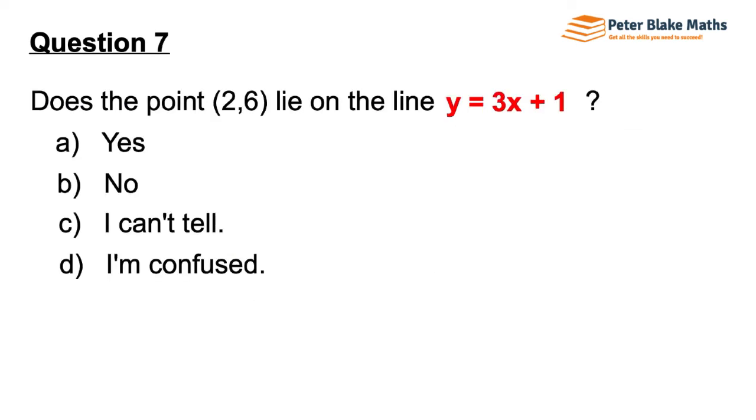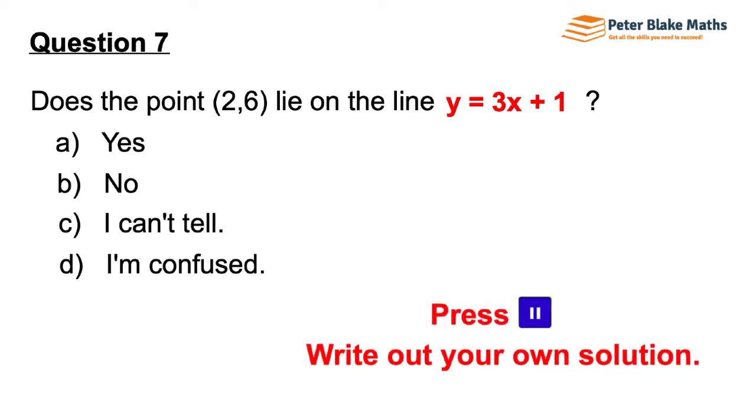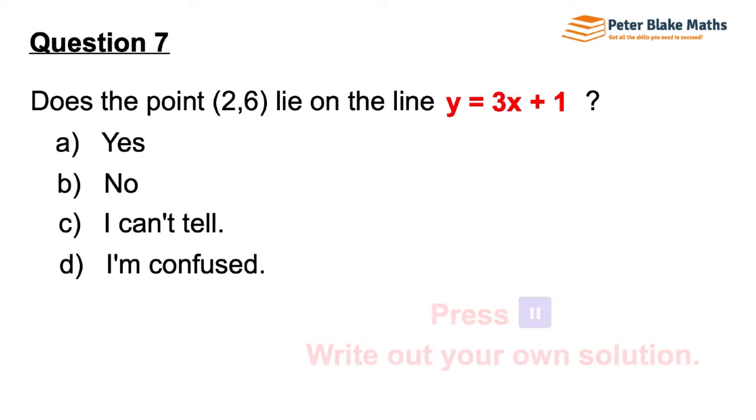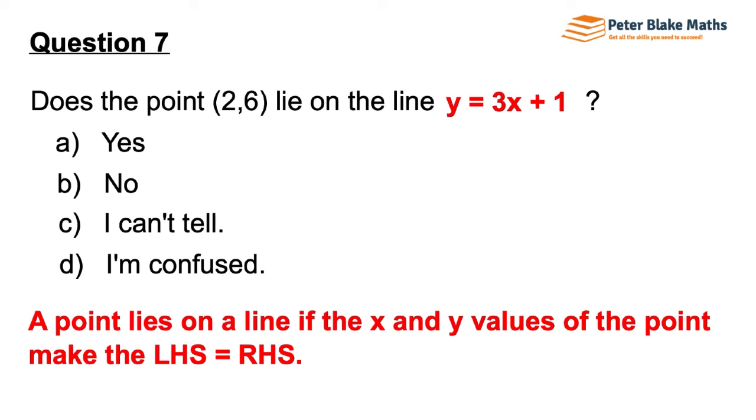Question 7. Does the point (2, 6) lie on the line y equals 3x plus 1? Our answers will be yes, no, I can't tell, or I'm confused. The rule is a point lies on a line if the x and y values of the point make the left hand side of the expression and the right hand side of the expression work properly, so they're equal to each other.